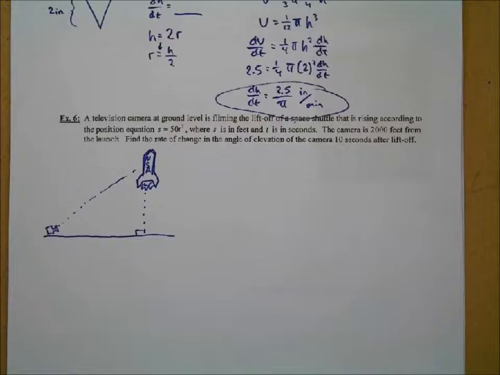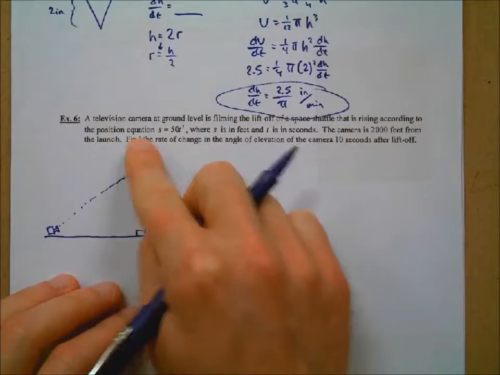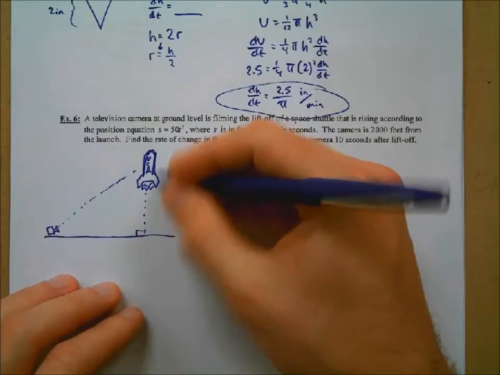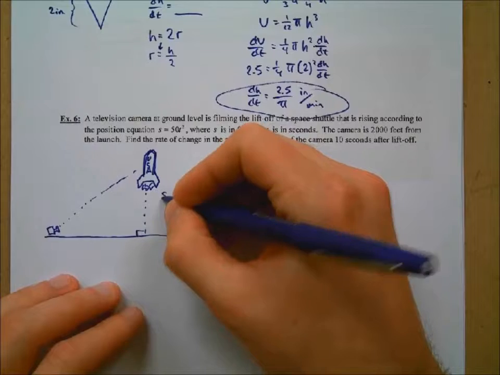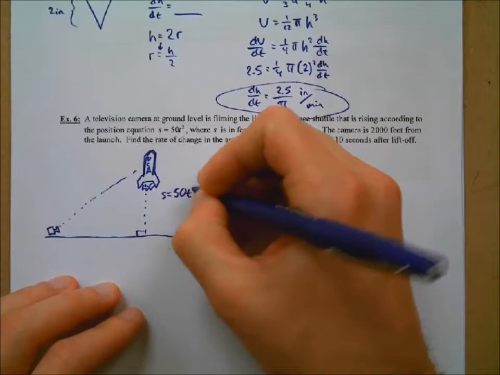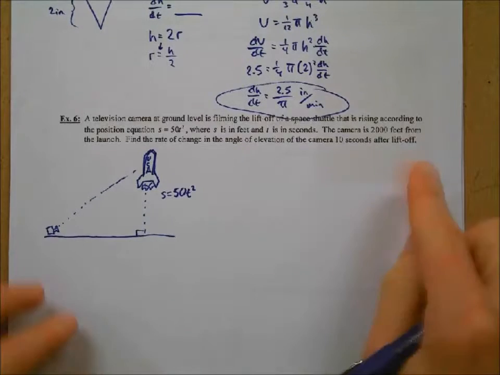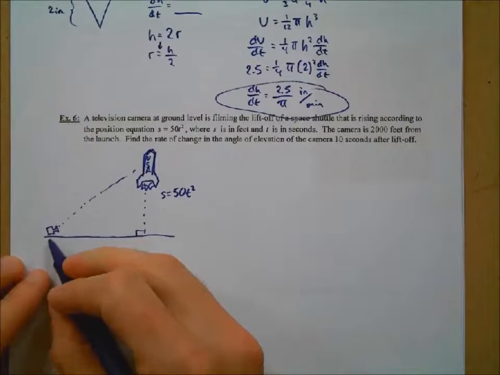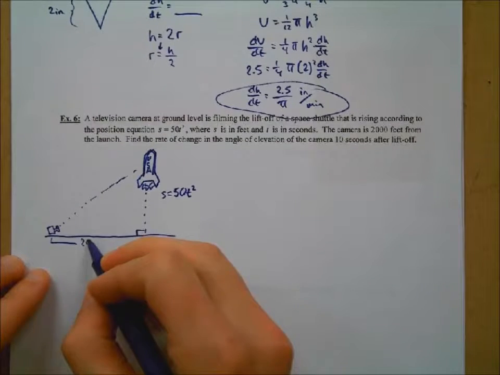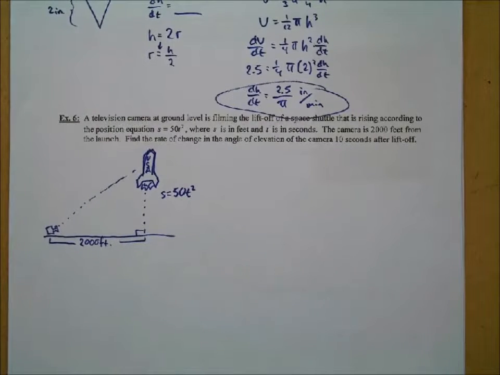So let's label some things again. We're told that the space shuttle is rising according to the position equation s equals 50t squared. So the height, its position off the ground, will be s equals 50 times t squared. Okay, the camera is 2,000 feet from the launch. So here was the launch, so 2,000 feet. Okay, right there, 2,000 feet from the camera, or from the launch site.